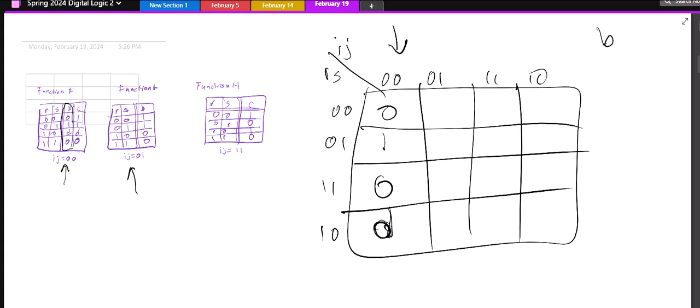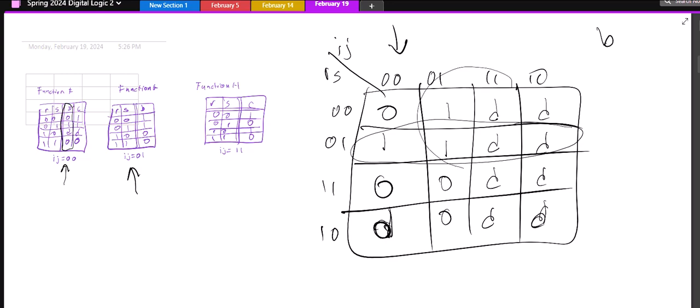Okay, now if IJ is 0, 1, B is 1 and 1 and 0 and 0. If IJ is 1, 1, we don't care. And if IJ is 1, 0, we also don't care. So let's see if we can get a good cover of this. So we only have to use the don't cares if they help us.